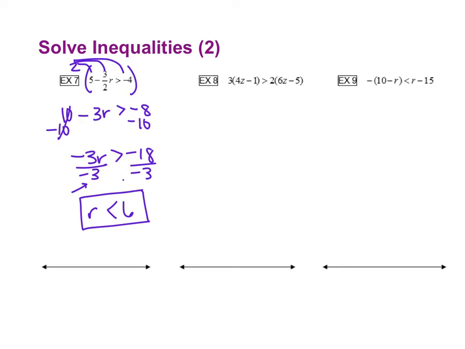And our number line, 6 goes in the middle, so we have 5, 6, 7. This is an open circle, and it's a less than, so we shade all the numbers that are smaller than 6. So that's going to go to the left.